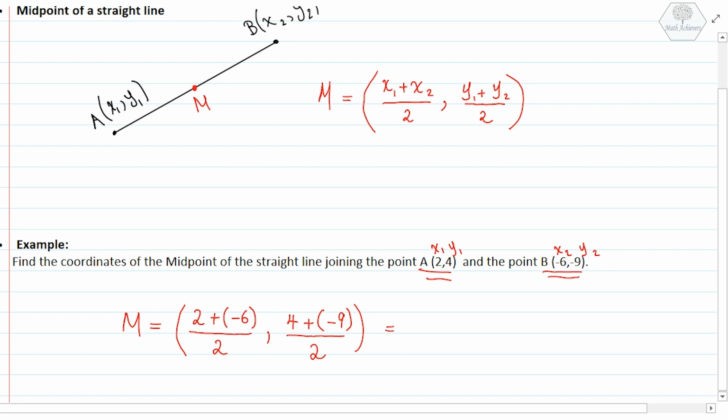This is equal to 2 plus the -6, it gives me -4, over 2, it gives me -2. And the second point, I have 4 minus 9, which is -5, over 2, I keep it as -5 over 2. This is the midpoint between A and B.